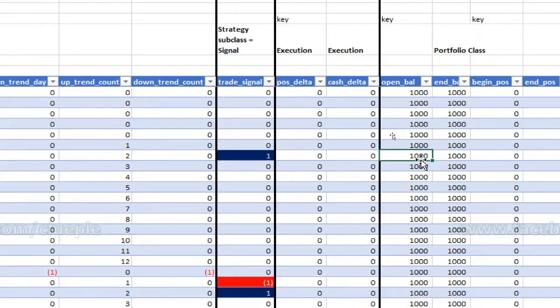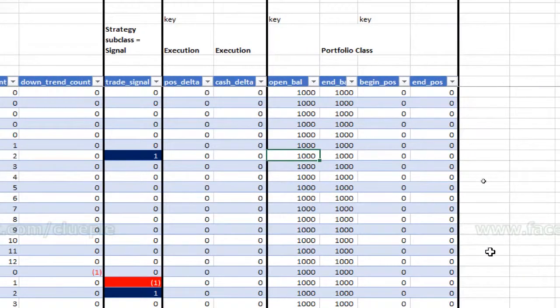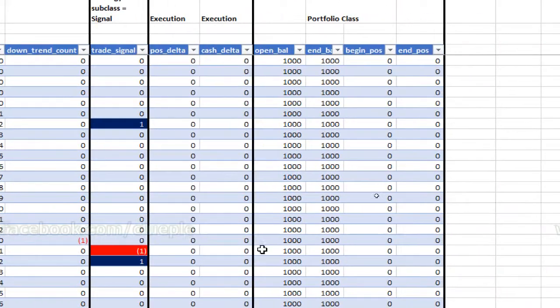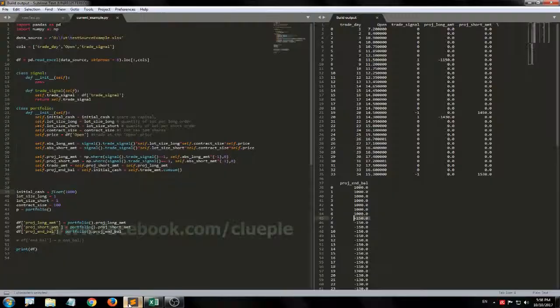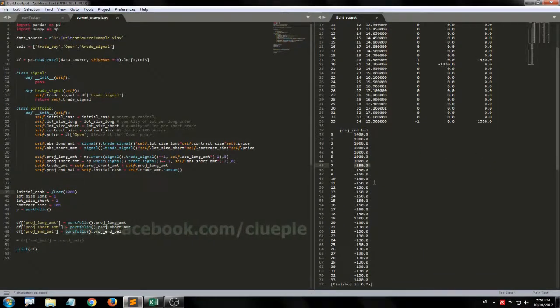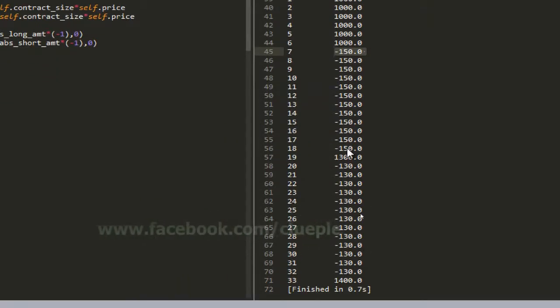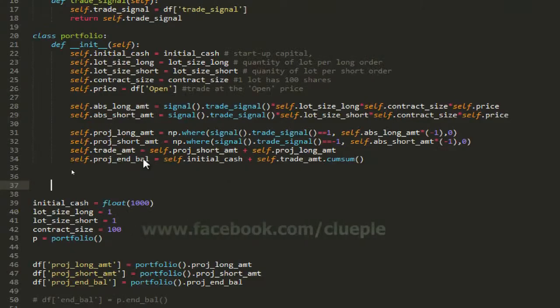The opening balance states $1,000. And okay, on the 20th day, even if I have a sell signal, the trade signal equals negative 1, I shouldn't sell anything because I didn't buy anything before. But I end up with a negative number here, which is not correct. So I've tried while loops so many ways, but I still can't figure that out.